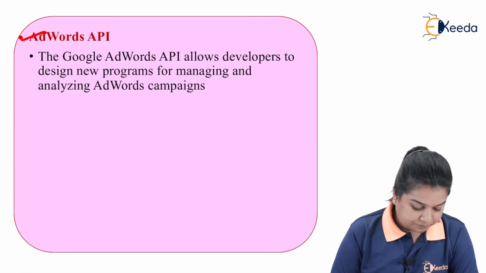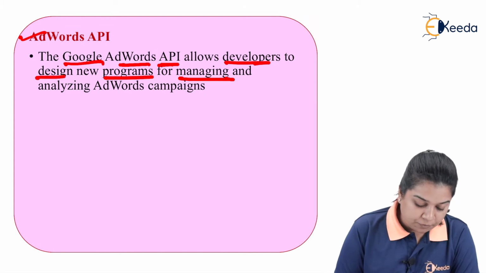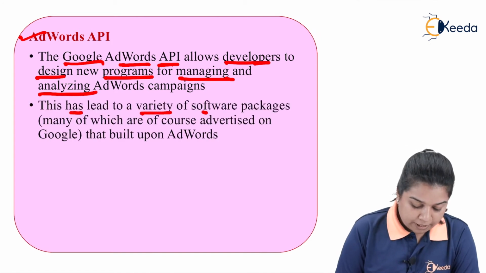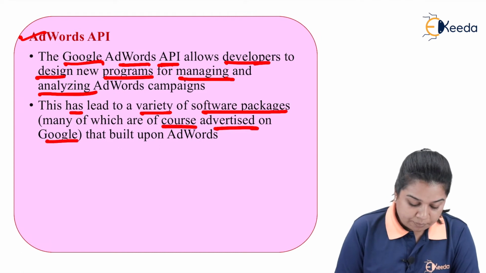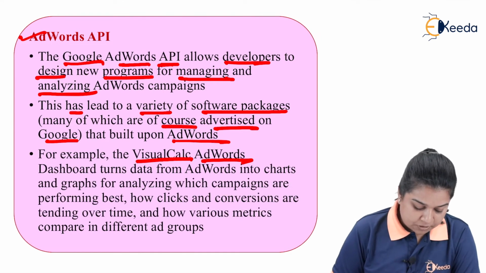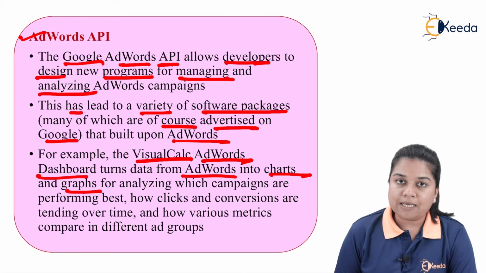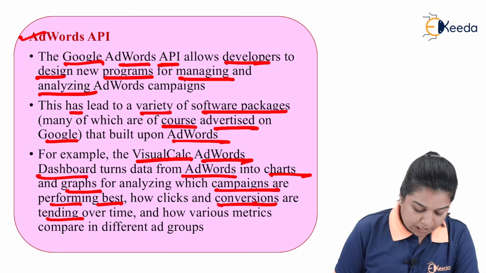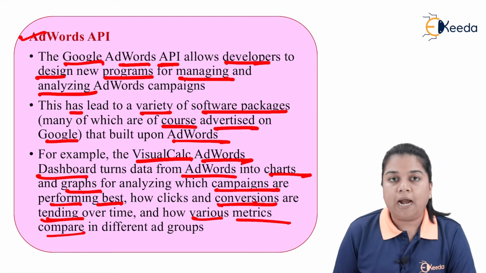AdWords API. The Google AdWords API allows developers to design new programs for managing and analyzing AdWords campaigns. This has led to a variety of software packages, many of which, of course, advertised on Google, that built upon AdWords. For example, the Visual Calc AdWords dashboard turns data from AdWords into charts and graphs for analyzing which campaigns are performing best, how clicks and conversions are trending over time, and how various metrics compare in different ad groups.